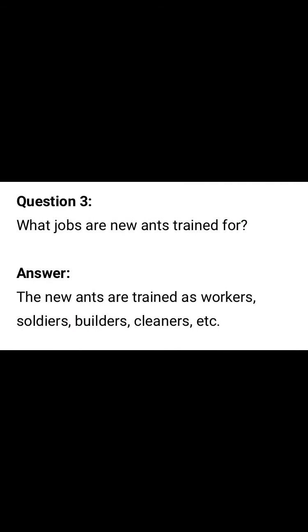Come to the third question. You can pause the screen wherever required. That is why I'm using screen recording. What jobs are the new ants trained for? The meaning of the question is: when the ants grow up and transform into a complete adult ant, what jobs are they trained for? Your answer is: the new ants are trained as workers, comma, soldiers, comma, builders, comma, cleaners, etc. So this will be the answer for the third question.